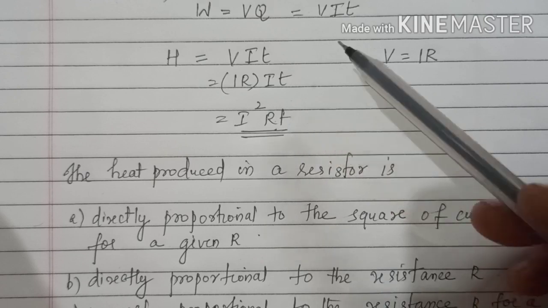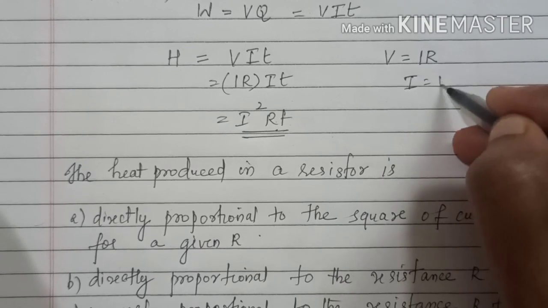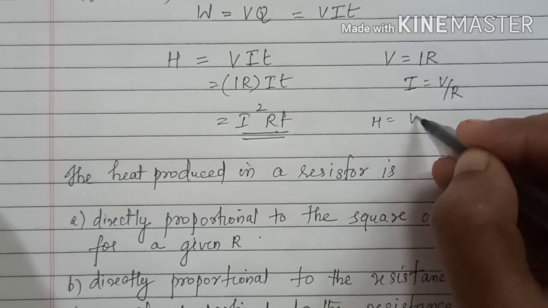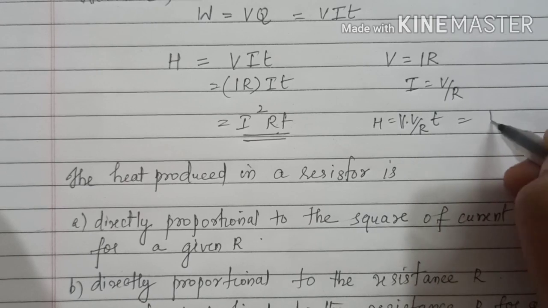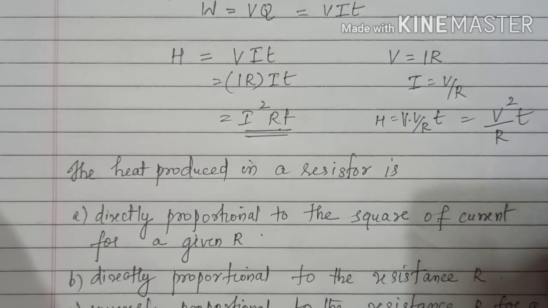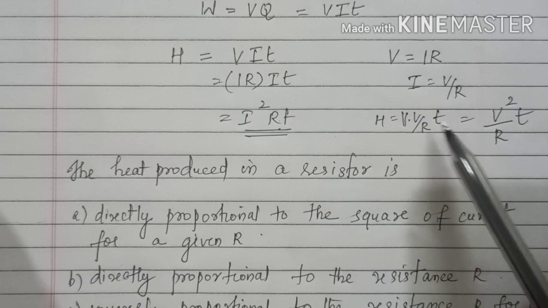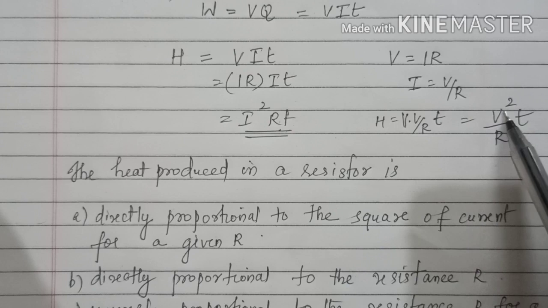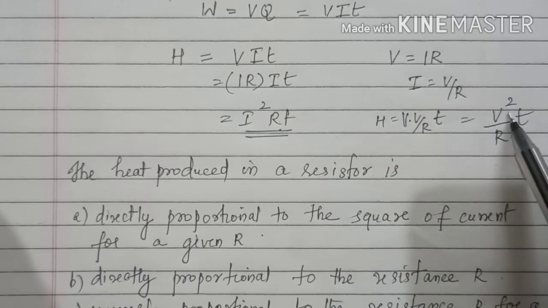Now I can again change this equation: instead of I, I can write V by R, isn't it? So how does this equation change? H is equal to V into V by R into T, which is V square by R into T. Isn't it? V square by R into T. Okay. So from this expression, I can say that the heat is inversely proportional to the resistance R for a given V.